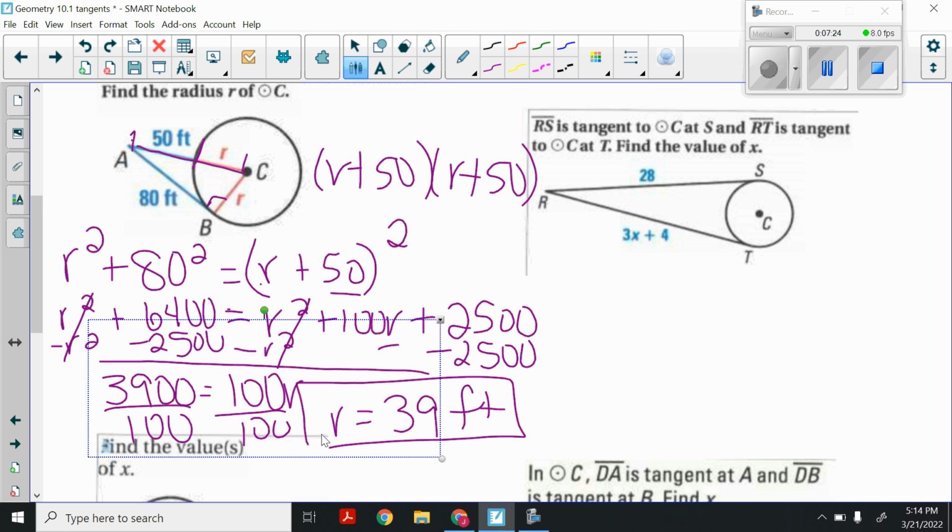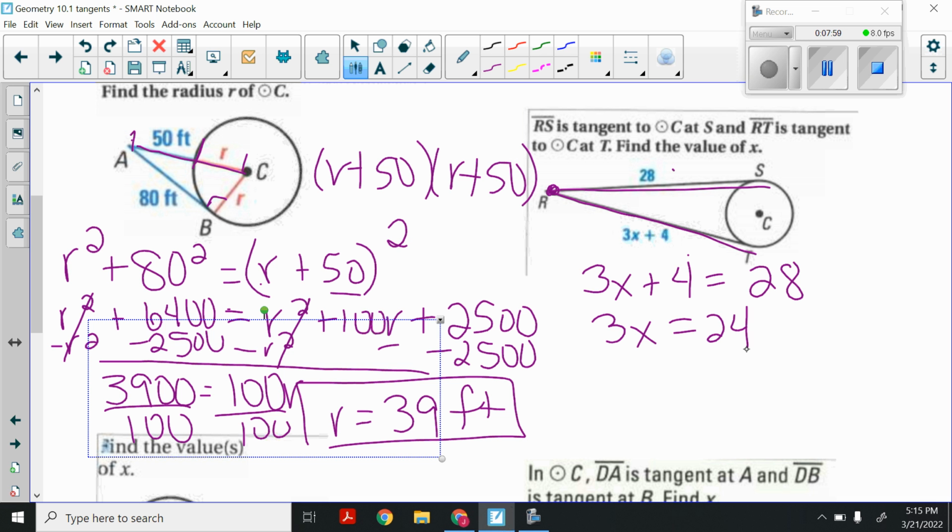All right, directly across over here, it says RS is tangent to circle C at S, and RT is tangent to circle C at T. Find the value of x. This goes back to that second theorem that we talked about on the front, where I have two tangents. They both come from an external point, so that means my two tangents are congruent to each other. So I would set this up and say 3x plus 4 is equal to 28. Now I'm just trying to solve for x. Subtract 4 from both sides, so I get 3x equals 24. Divide by 3, x is equal to 8. They didn't give me any units, so x is just 8.